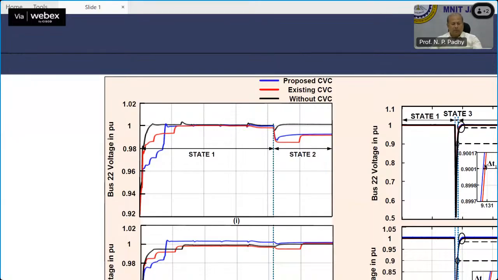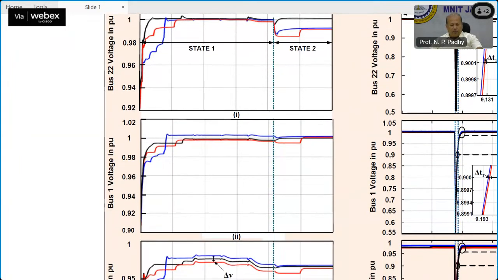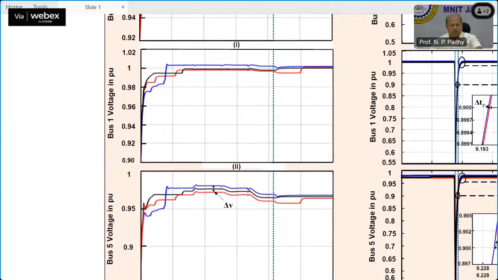So the bus 22 voltage is being managed. Could you see it is almost at 1 per unit. It is almost at 1 per unit. But actually, the last state number 2, this model is a slightly improved version. Similarly, if you move to bus number 1 voltage, it is almost very nice. There is no issue at all.